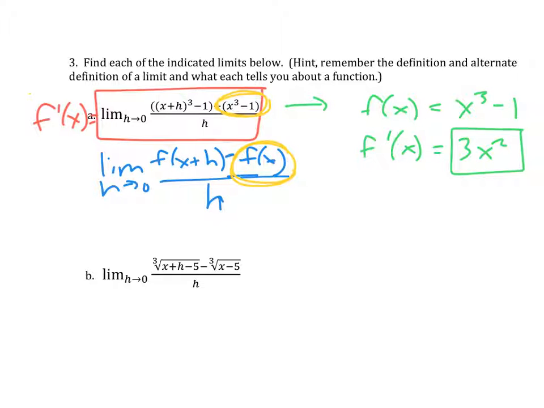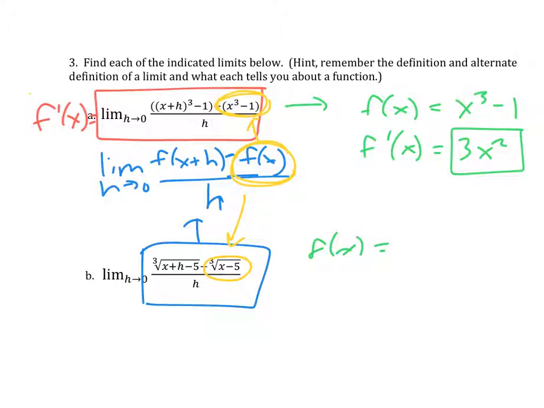Okay, so let's take a look at B. So I'm taking a look at this one. Again, I'm looking at this part right here, the inside of my limit, and I'm trying to match that to what I have up here. And it appears that my f of x is going to be this part, that last part of my numerator.